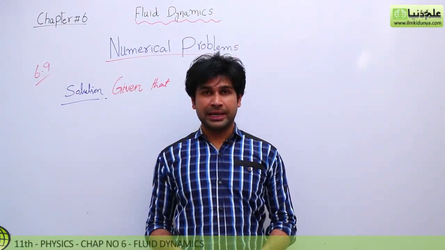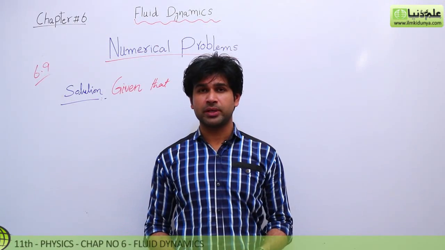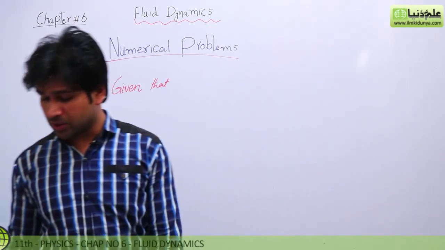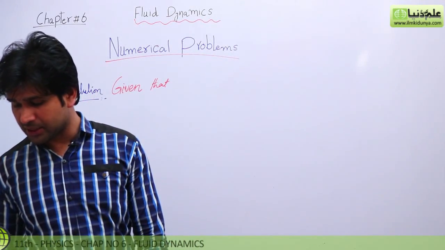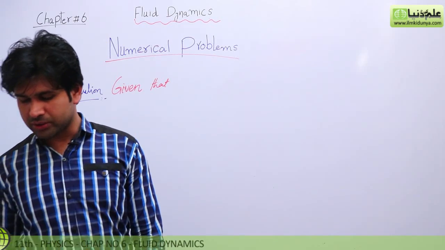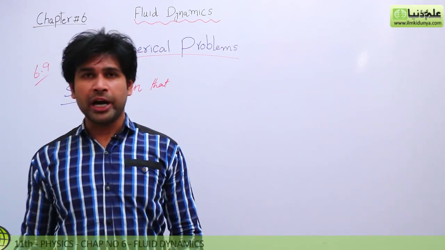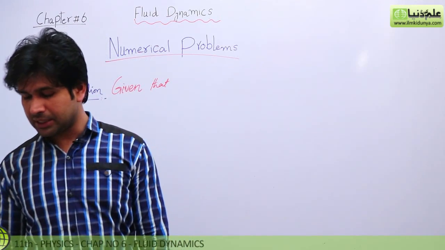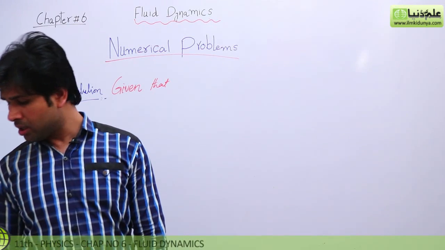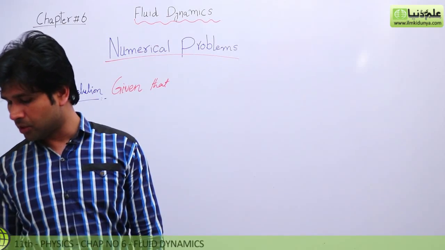Now dear learners, our next numerical problem of this chapter 6, fluid dynamics, is the last numerical problem, which is 6.9. The statement of this numerical problem in your textbook is: what gauge pressure is required in the city mains for a stream from a fire hose connected to the mains to reach a vertical height of 15.0 meter. I repeat, what gauge pressure is required in the city mains for a stream from a fire hose connected to the mains to reach a vertical height of 15.0 meter.